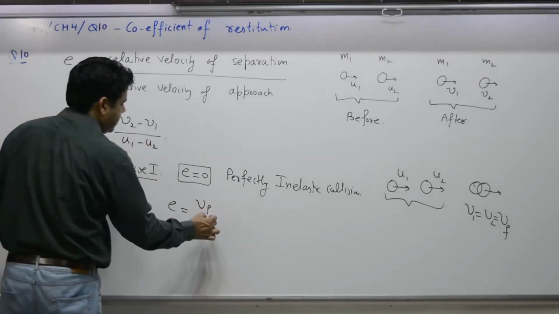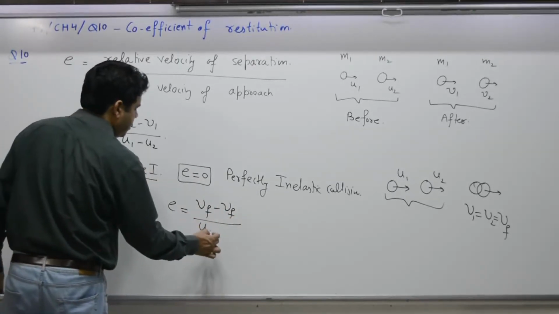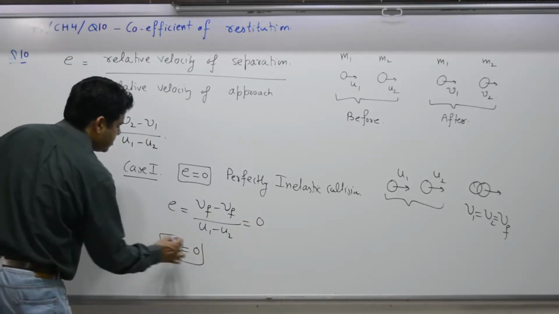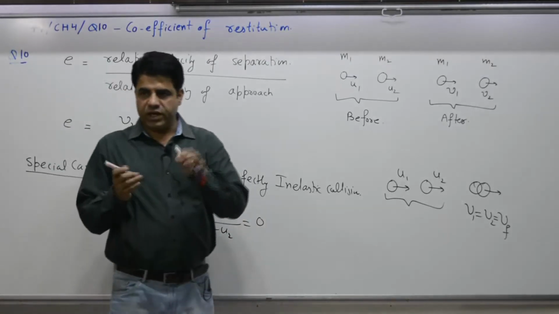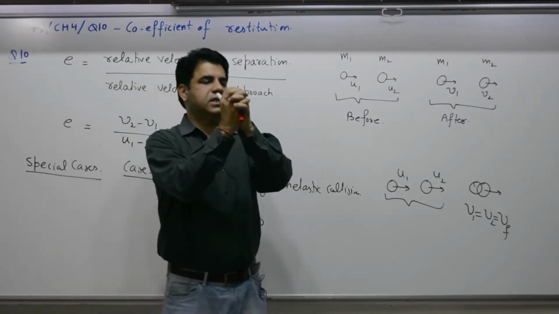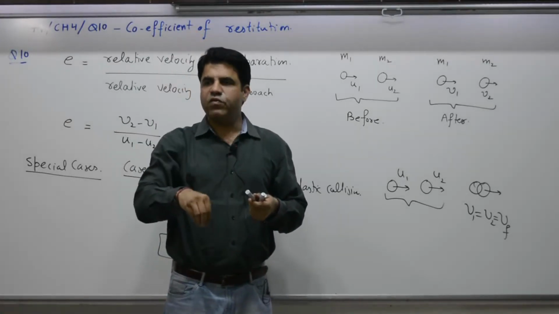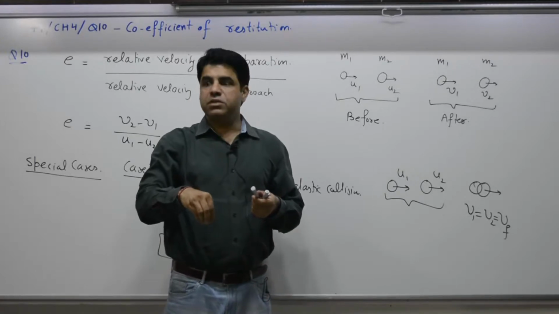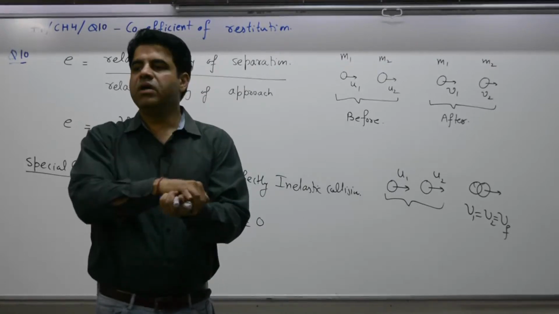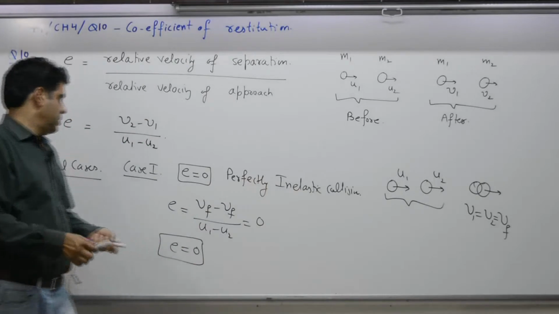E is v final minus v final, divided by u1 minus u2, which is equal to 0. So E is equal to 0 if there are two objects moving and after the collision the two objects become one object. Like if you drop an object and it sticks to the floor, it doesn't bounce, then the two objects, earth and this material, become one. It is an example of a perfectly inelastic collision. This is case number 1.